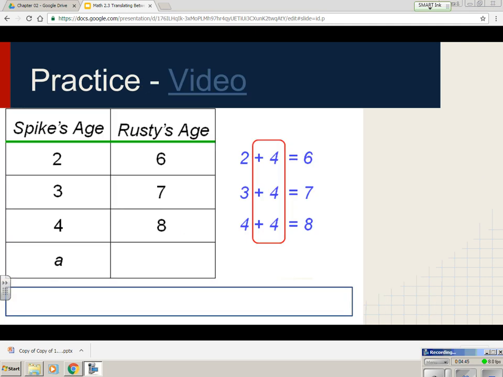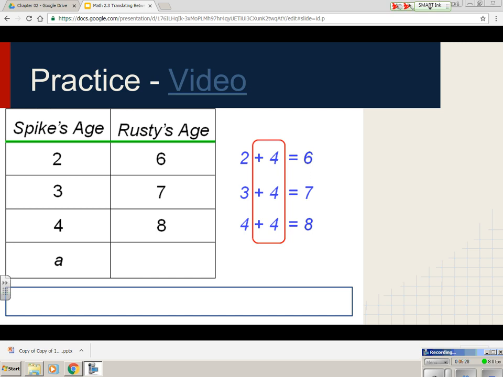All right, so now you're going to put down practice as your subheading. And we're going to look at this scenario here. We're looking at two different bits of information that are put into a table for us to try to decipher. So what we're looking at is Spike's age and Rusty's age. Whenever Spike is one age, Rusty's another. So looking at how two people get older and what their ages are. For here, we can see Spike is 2 years old, Rusty's 6. When Spike is 3 years old, Rusty's 7. When Spike is 4 years old, Rusty's 8. So we're trying to figure out how much older Rusty is than Spike every year.